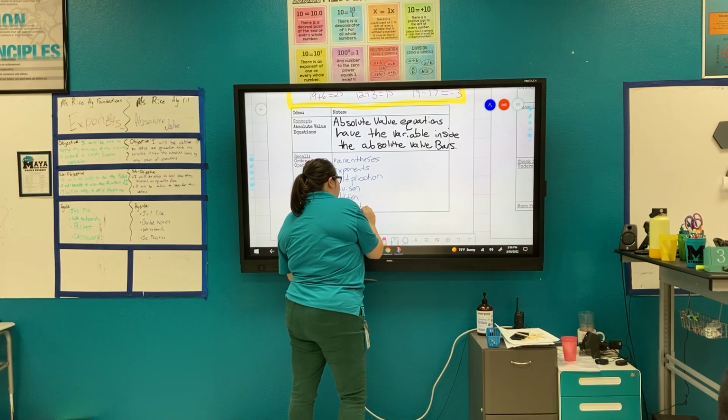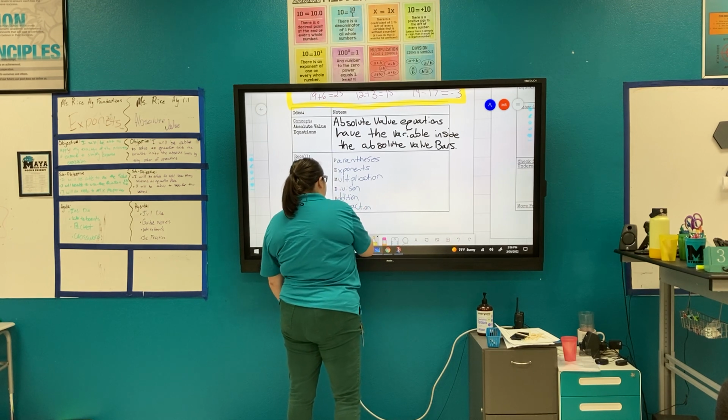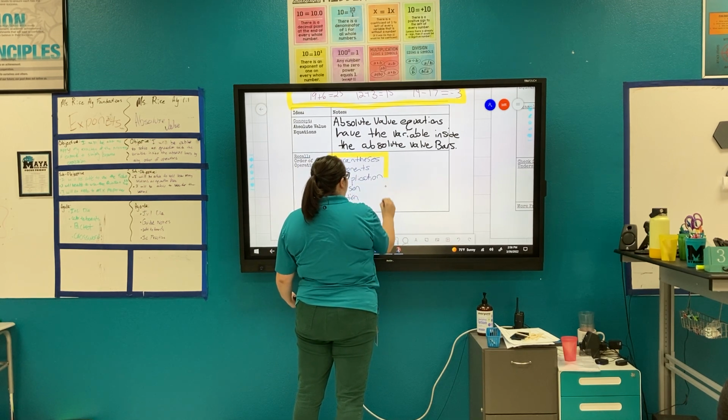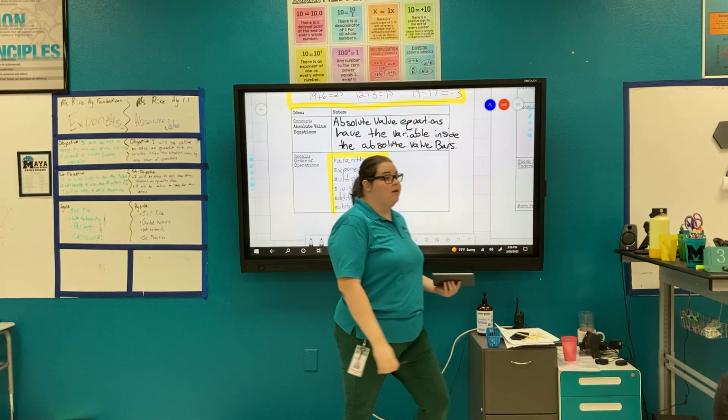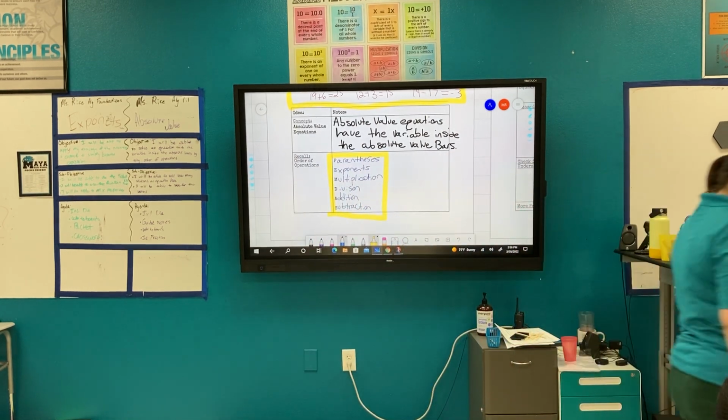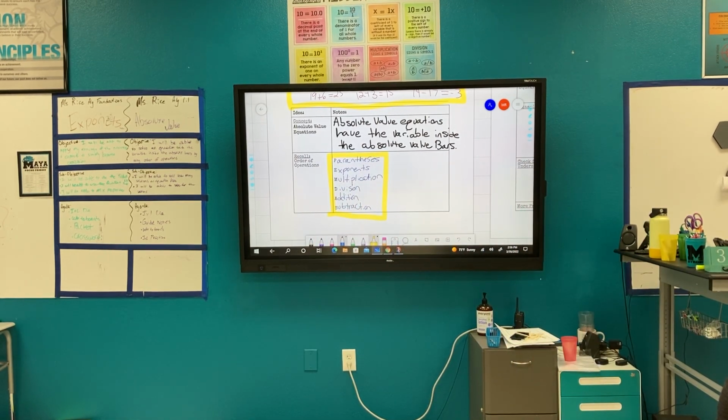It is very important, if you did not know these, you write them down. This is our order that we solve in. I need to see this on everybody's paper. When you're ready to move on, please flip your paper over.